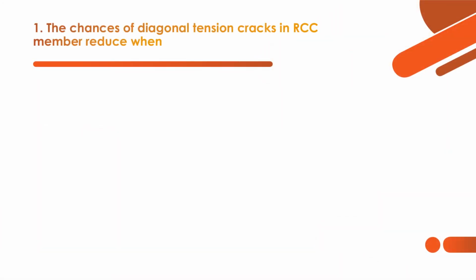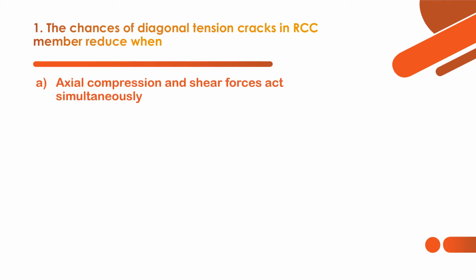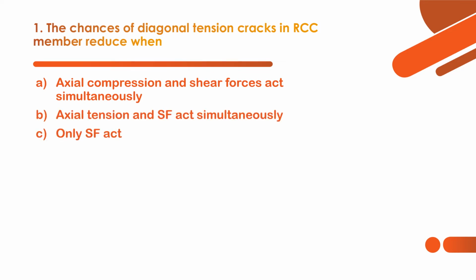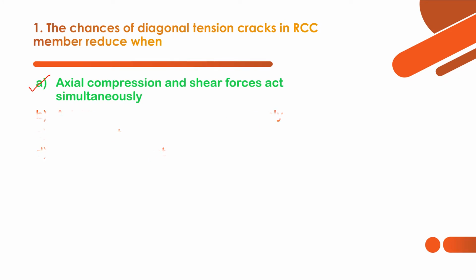First question is, the chances of diagonal tension cracks in RCC member reduce when? Axial compression and shear forces act simultaneously. Axial tension and shear force act simultaneously. Only shear force acts, and flexural and shear force act. So what is the correct option regarding the question? That is nothing but the chances of diagonal tension cracks. When will it reduce? What is the criteria? When the axial compression and shear force act simultaneously, then the chances of diagonal tension cracks are reduced.